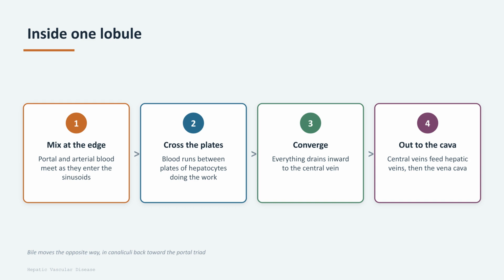Stay inside the lobule and watch the flow. Notice here at the edge, portal blood and arterial blood mix as they enter the sinusoids. That mixing is the point. Every hepatocyte gets both nutrients and oxygen. Next, the blood crosses the plates of hepatocytes. This is where the work happens. Then follow the pathway inward. All of it converges on the central vein, and from the central vein into a hepatic vein, and then into the inferior vena cava. One narrow channel carries the entire output of that lobule. Hold on to that. A narrow channel is an easy thing to block.